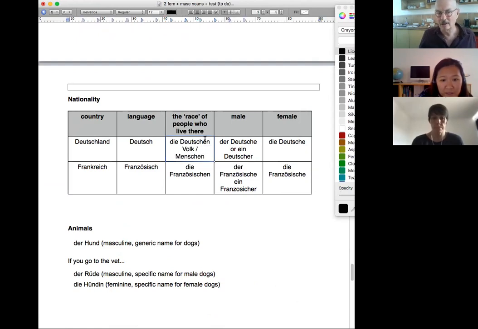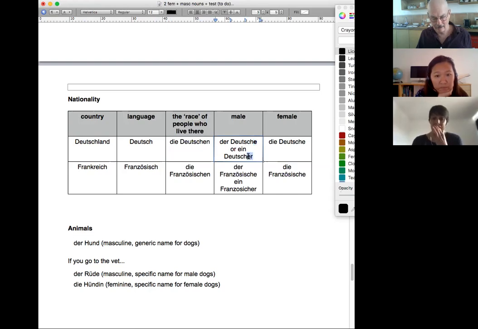Because you could say die Deutschen Folk or die Deutschen Menschen, but you don't say that, do you? You just say die Deutschen. Well, that means that a German man is a der Deutsche, which is exactly the same as it would be if it was, again, using the weak grid. Do you understand what I'm saying here?